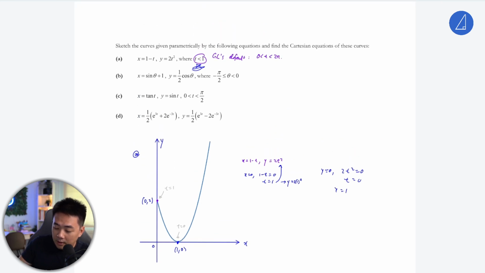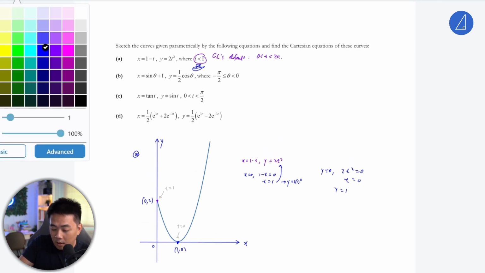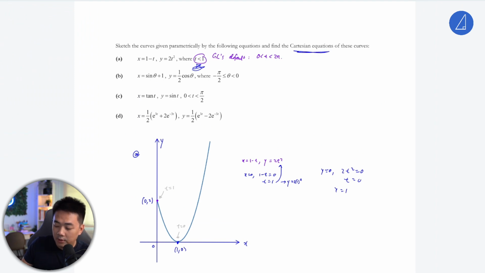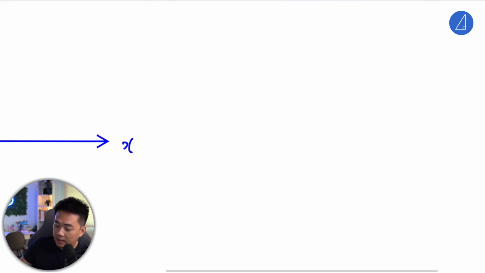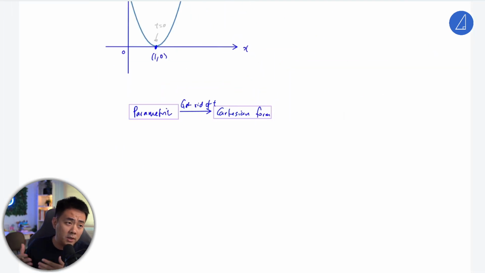To change this to Cartesian form, what we need to do is to understand for Cartesian equation. I'm not going to find the domain of the Cartesian equation. I'm just going to find the Cartesian equation. So from parametric to Cartesian, the idea is to get rid of t, get rid of the parameter. Cartesian form is usually just in terms of x and y.